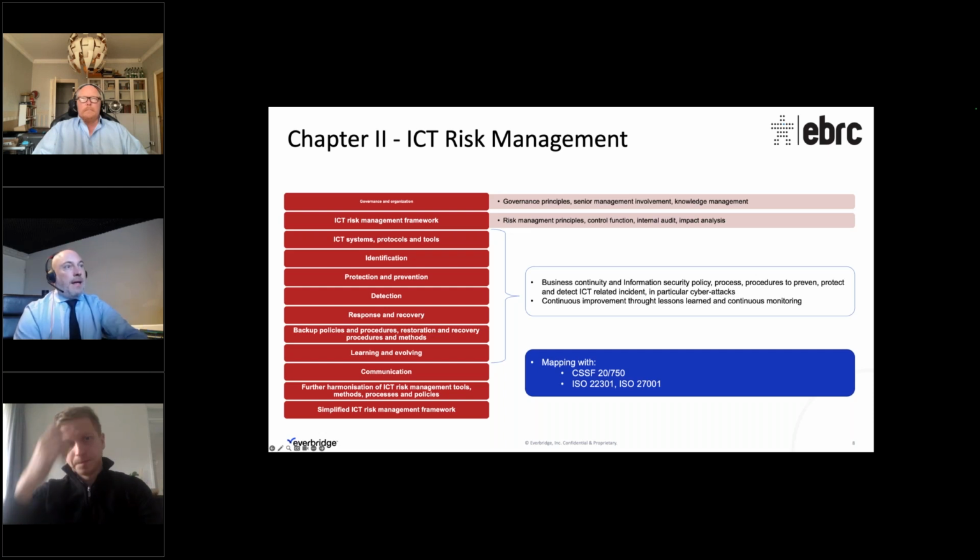Commencing with chapter 2 of the Act, ICT risk management. That's more or less based on the governance principle, with senior management involvement, for customers who are engaged in a business continuity management system or ISMS, information security management system. This is more or less the framework to support what DORA needs. It's also about risk management principles, so how best to control your essential functions, internal audit, and impact analysis or risk assessment. That's based on business continuity and information security policy, processes, and procedures to prevent, protect, and detect ICT-related incidents and cyber attacks, based on the management system. So that's the continuous improvement through lessons learned and continuous monitoring.